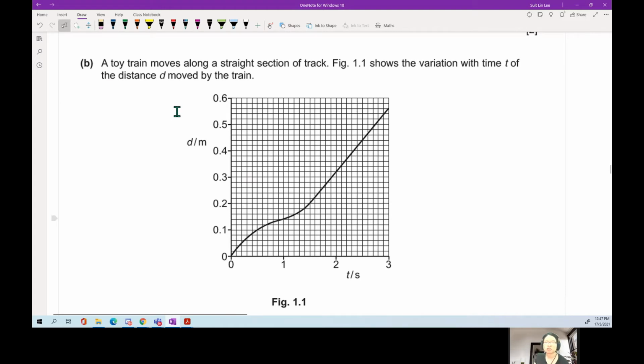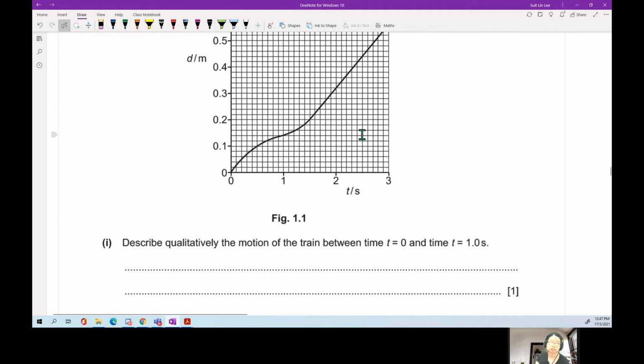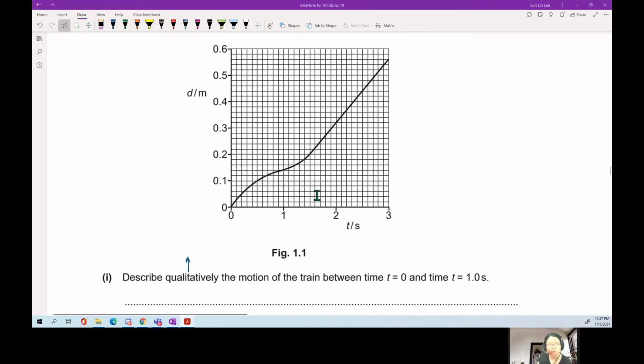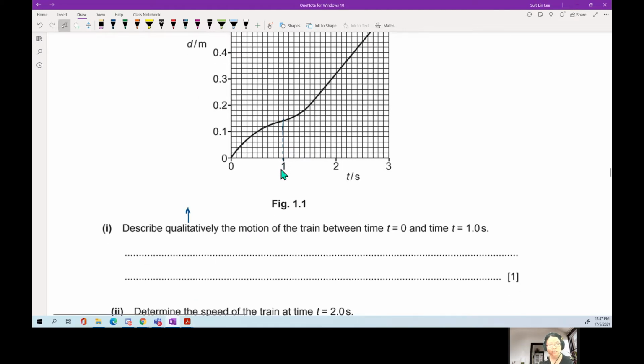A train moving along a straight section of a track shows a variation with time t of the distance moved by the train. Describe qualitatively the motion. Qualitative here means you should use words like increase, decrease, or constant, as per usual. The motion of the train between t equal to 0 and t equal to 1. At t equal to 1, you can see the gradient is decreasing. It's not state and explain, it's describe, so no need to provide evidence.